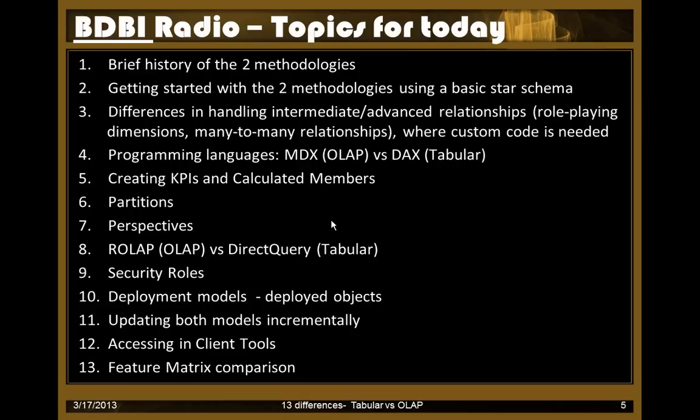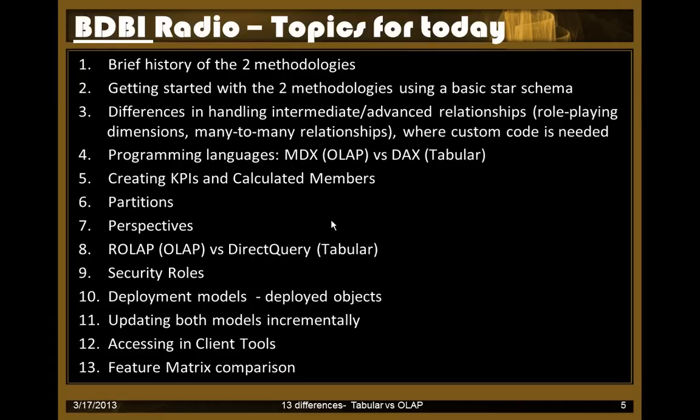Well, here is definitely one area where we've got some pretty significant differences in functionality. And specifically with direct query, you lose some non-trivial functionality within the tabular model. So we're going to take a look at that. Going to look at security roles for defining who can see what data. Going to look at deployment models and deployed objects. What happens when we deploy OLAP projects and tabular projects? What do we get and what are the restrictions?